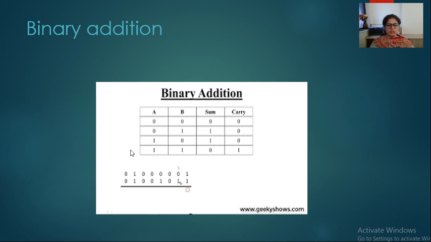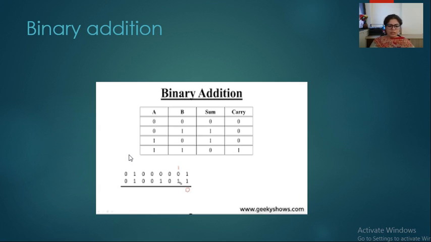Now the next combination is 1 plus 0. Again, this is the same case. If one of the bits is 1, the sum will always be 1 with carry 0. Okay, so these are the first three combinations. Now look at this last combination, if both the inputs are 1. Now this is a different case.